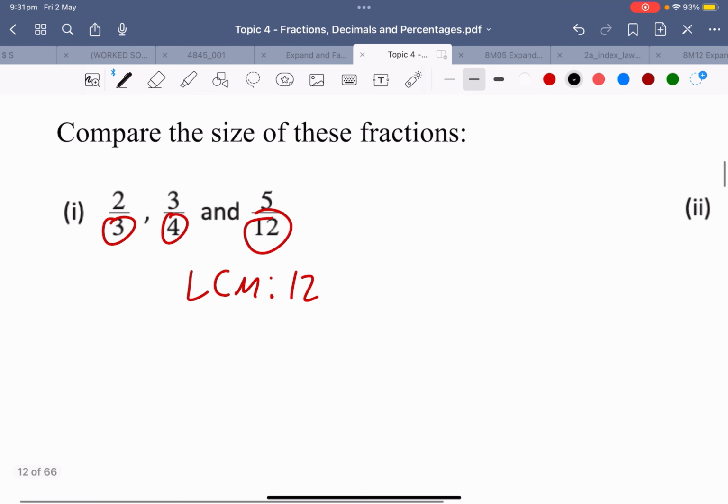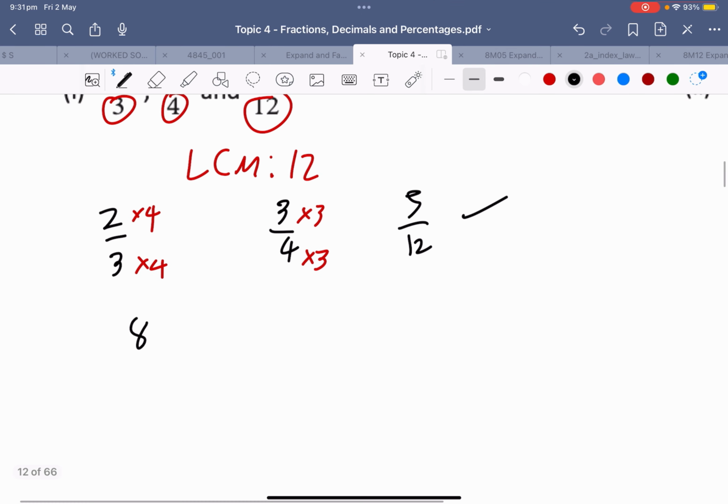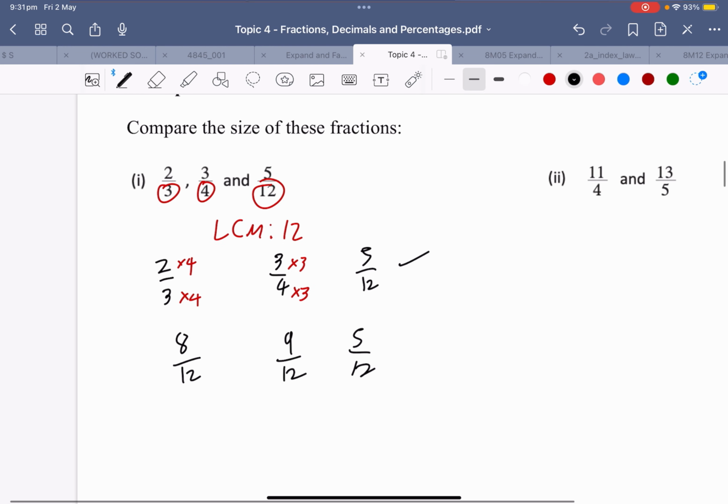This means the 2/3 needs to be multiplied by 4 on top and bottom. The 3/4 needs to be multiplied by 3 and 3. And the 5/12 is just good as it is. This will be 8/12, 9/12, 5/12. 5/12 was the smallest.